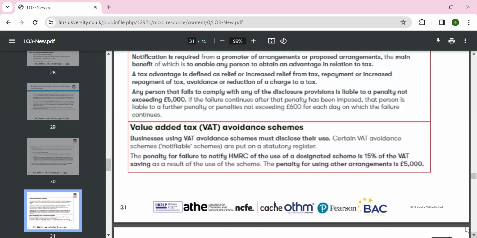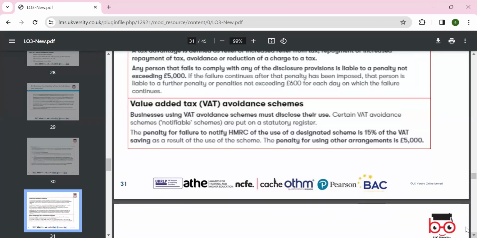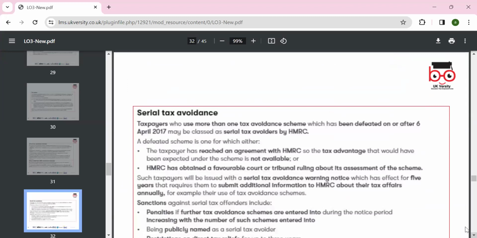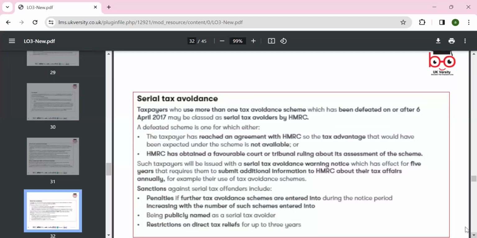Yes, the use of a certain VAT avoidance scheme must be notified or pre-registered, and the penalties for failure, which we discussed in the previous lesson as well. Some penalties, late payments, and we discussed different schemes of VAT as well. So serial tax avoidance: taxpayers who use more than one tax avoidance scheme, which we need to look at for each year, whichever year.